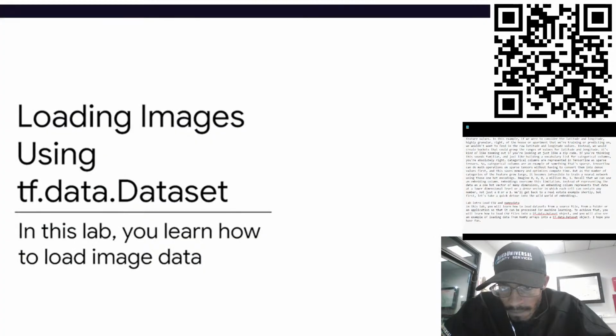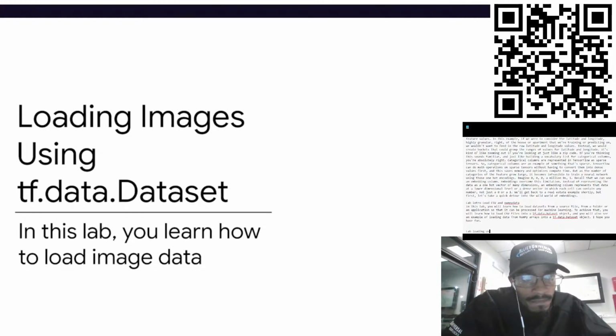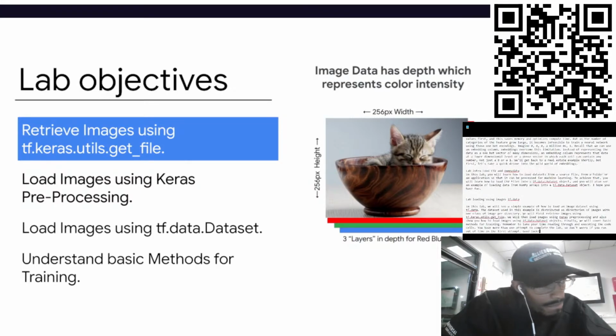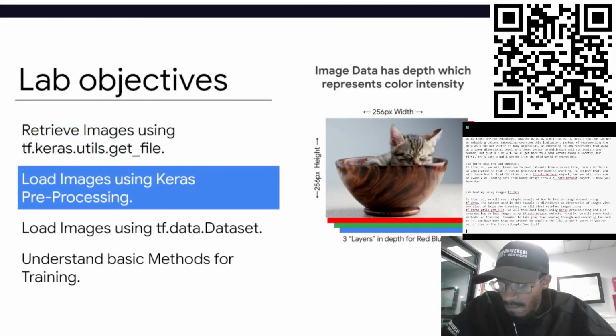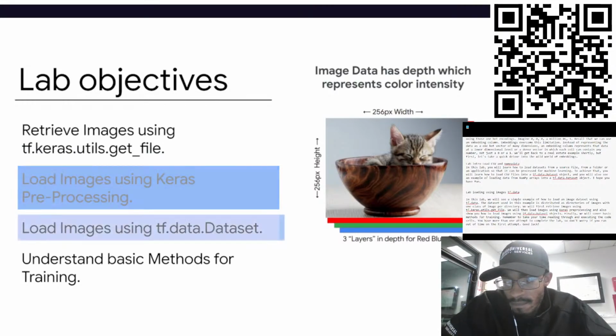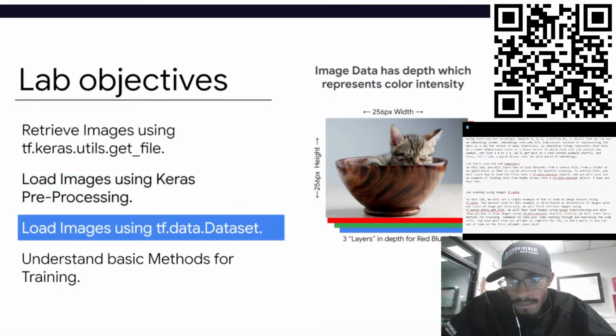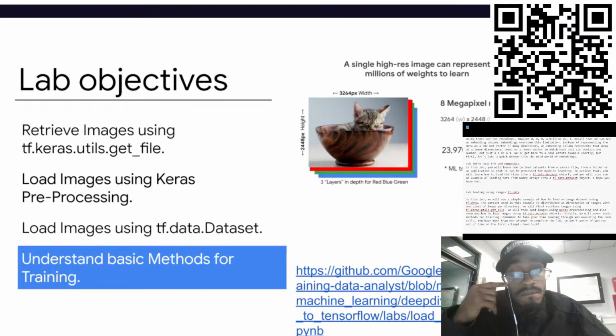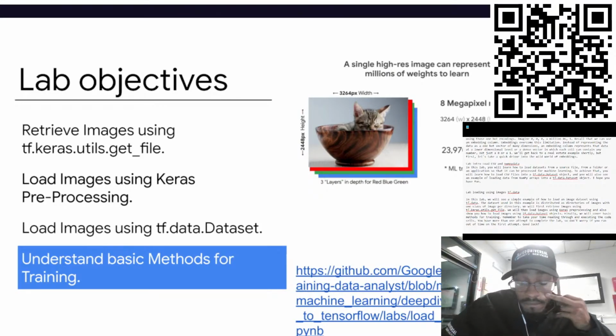In this lab, we will see a simple example of how to load an image dataset using tf.data. The dataset used in this example is distributed as directories of images, with one class of image per directory. We will first retrieve images using tf.keras.utils.get_file. We will then load images using Keras preprocessing, and also show you how to load images using tf.data.dataset objects. Finally, we will cover basic methods for training. Remember to take your time reading through and executing the code cells. You have more than one attempt to complete the lab, so don't worry if you run out of time on the first attempt. Good luck!